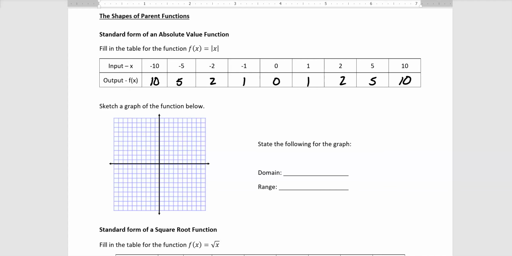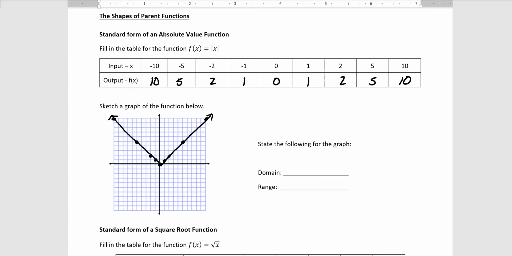Excellent. Let's plot some points. So negative 10, 10 would be here. Negative 5, 5. Negative 2, 2. Negative 1, 1. 0, 0, 1, 1, 2, 2. 5, 5, and 10, 10. So if I connect these dots to represent the function, we can see clearly that absolute value shape that we know so well, that V shape.